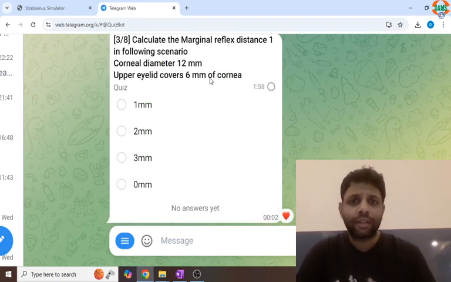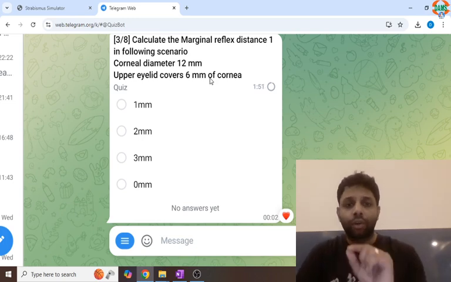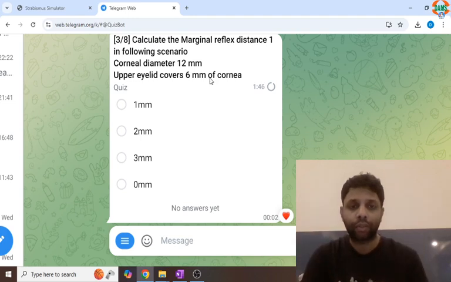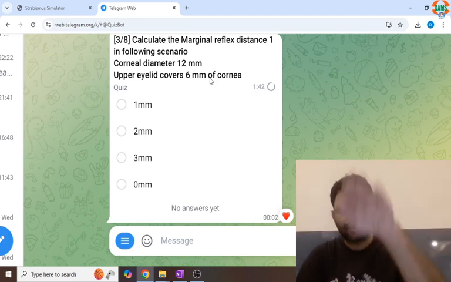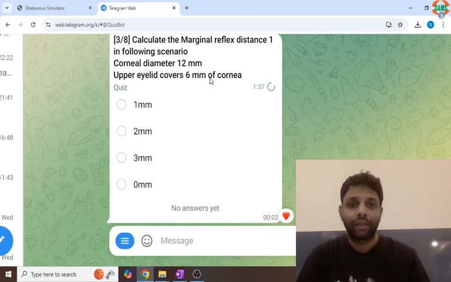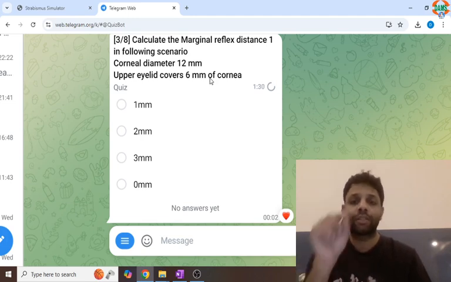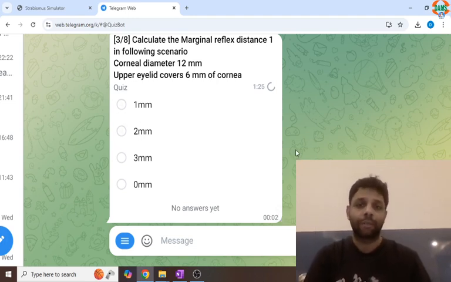Now, marginal reflex distance 1 is the distance of the upper eyelid margin from the corneal reflex. The corneal reflex is normally in the center of the cornea. In a 12 millimeter corneal diameter, the corneal reflex is in the center. Now, the upper eyelid is covering 6 mm of cornea, meaning the corneal reflex is not seen. That's why marginal reflex distance 1 will be 0 in this case. Marginal reflex distance 2 is the distance of the corneal reflex from the lower eyelid margin, that is 6 millimeters in this case.